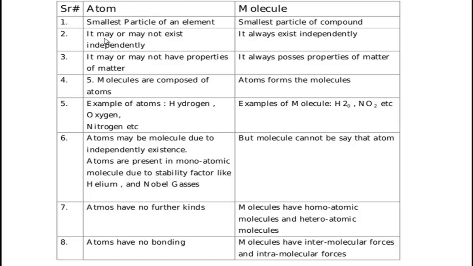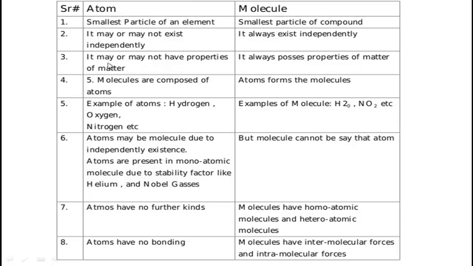You will hear in higher classes, we have some noble gases. They are called helium, neon, argon, krypton, xenon. In this case, the atoms of these gaseous substances can exist in atomic state, but atoms of all other elements cannot exist in atomic state. For this, it is written it may or may not. A molecule always exists freely in nature. It may or may not have properties of matter. That means when it is the smallest particle of an element, it carries the properties of that element, of that matter.